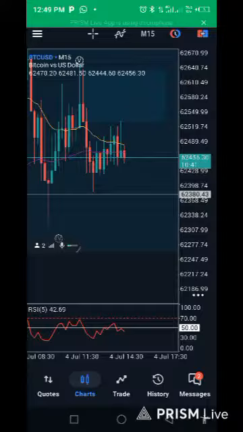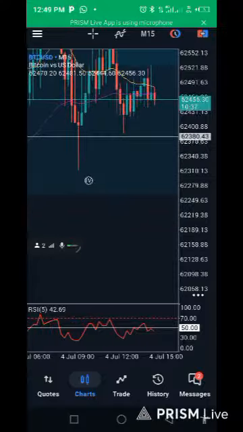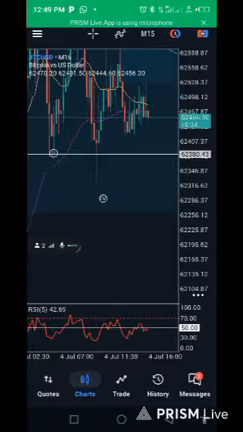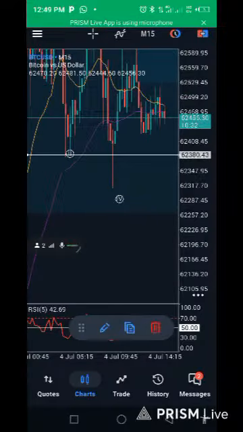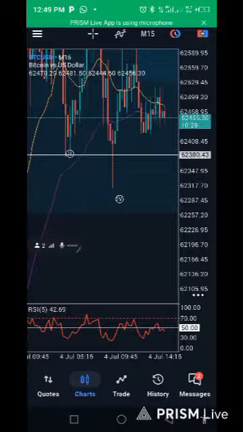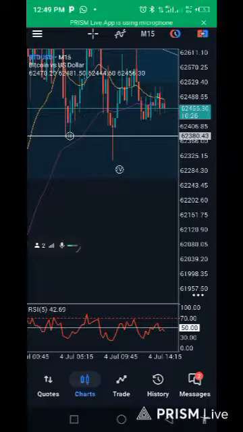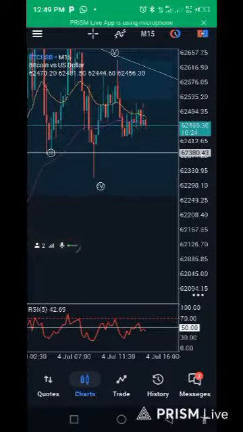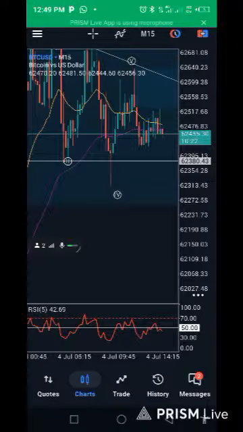It has tested it, it has mitigated it, and it's going down according to this support zone, which I believe is going to break, going through the bigger time frame, the higher time frames. It is a downtrend. You can see my moving average, the yellow and the purple, which is 20 and 50 moving average.